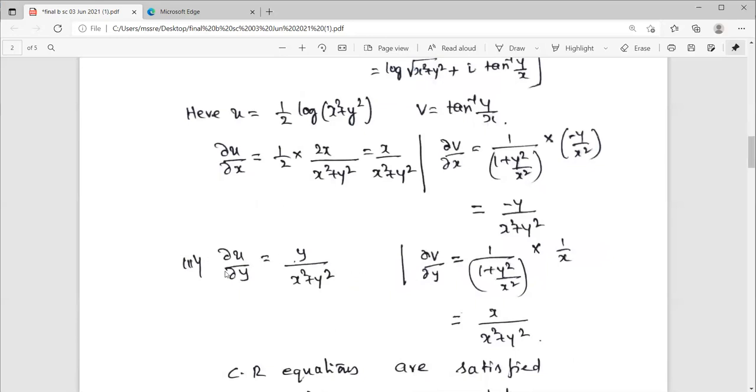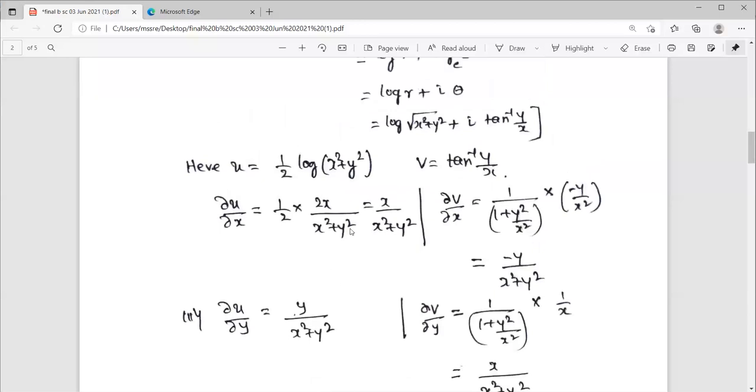Similarly, delta u by delta y is y divided by x square plus y square. You can verify this. And delta v by delta y: differentiation of tan inverse is 1 by 1 plus y square by x square, into differentiation of y by x with respect to y. Remember, x is constant now, that is 1 by x is constant into differentiation of y is 1. So we'll get 1 by x. Again, taking the LCM, the x cancels here. You will get x divided by x square plus y square.